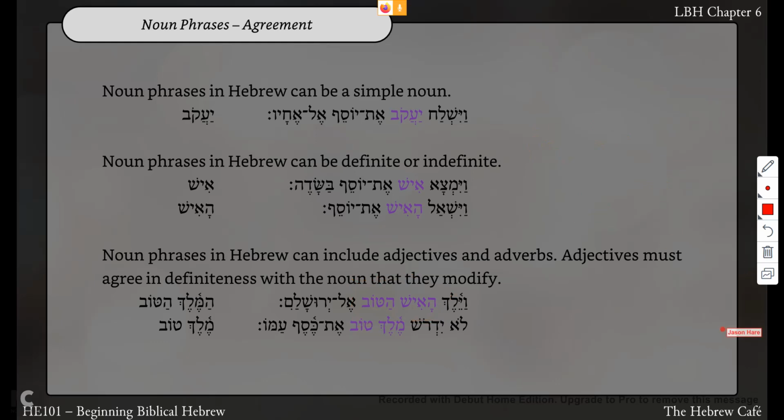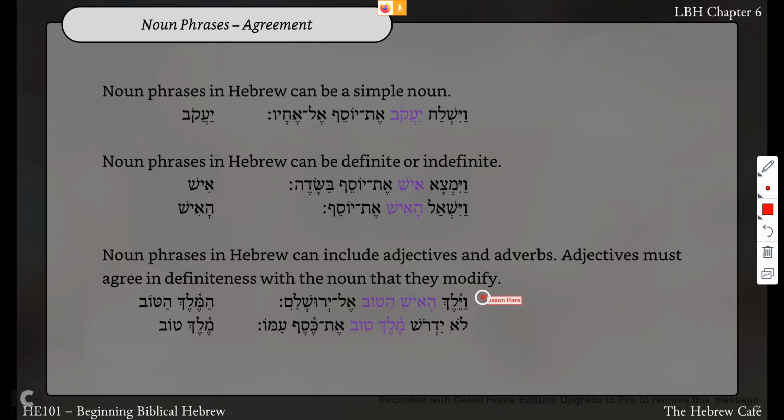Okay, so it's like in Greek where you say ho anthropos, ho kalos or agathos, that it has to have a repeated definite article. The man, the good one. If it's indefinite, it won't have an article on either one. Melech tov, a good king. Okay, this was in the reading for the week.